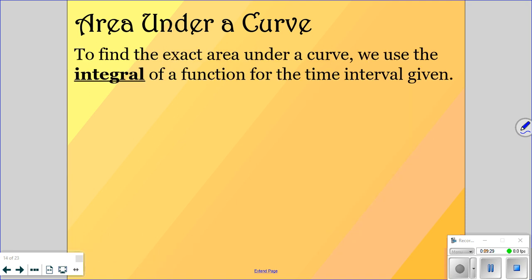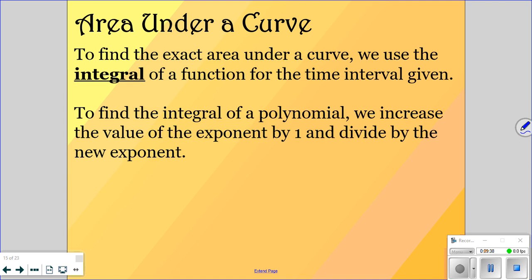So to find the exact area under a curve, we're going to use something called the integral of a function for whatever time interval they give you. And so to find the integral of a polynomial, you're going to increase the value of your exponent by 1 and then divide by the new exponent. So if we start with 2t to the second, you're going to add 1 to your exponent, so it's going to become 3, and then you're going to divide by the new exponent, which is a 3.